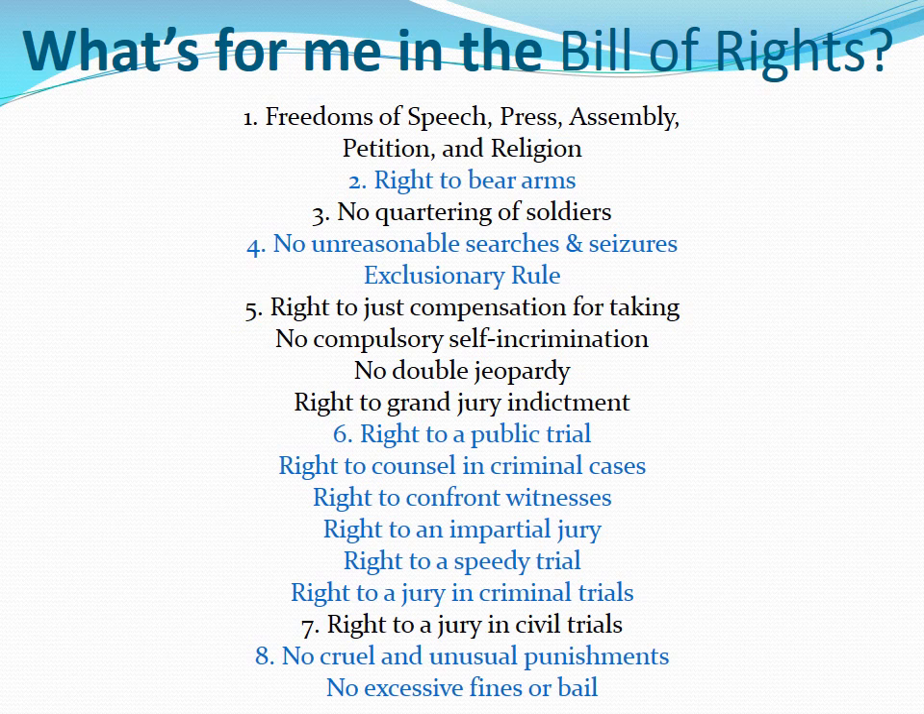The Seventh Amendment is a right to a jury in civil trials, and the Eighth Amendment is no cruel and unusual punishments and no excessive fines or bail. The Ninth and Tenth Amendments actually have to do with things which are allocated to the states. So they aren't individual freedoms, which we don't go over here, but they're worth the read to complete your education of the bills.